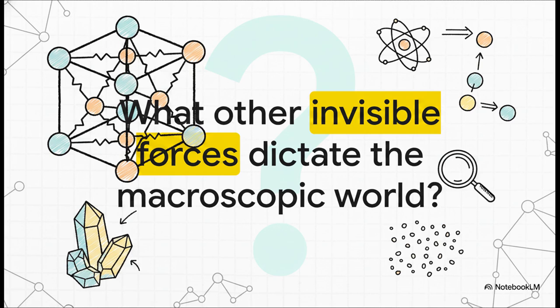As we wrap up this explainer, I really want to leave you with this thought. We just saw how this simple urge for a full electron shell creates a giant 3D lattice, which in turn makes a tiny grain of salt incredibly hard to melt. So the next time you look at that completely ordinary grain of salt, remember the invisible, massive atomic grid holding it all together. And ask yourself, what other microscopic mysteries are hiding in plain sight, quietly dictating the macroscopic world around you right now?